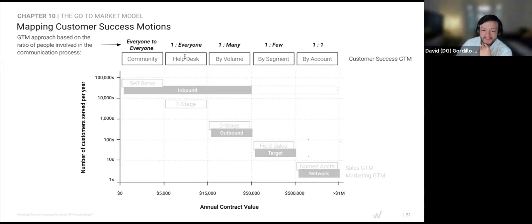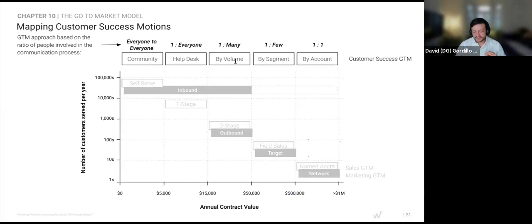Normally in this customer success motion, you still don't have CSMs, customer success managers, but you have a group of people that are in charge of the help desk. Now, once we get to one-to-many, this is the first customer success motion that actually has human beings already being assigned accounts. In this case, when we say one-to-many, meaning that the customer success managers are going to be managing by volume, and the amount of touches that they have per year is very limited.